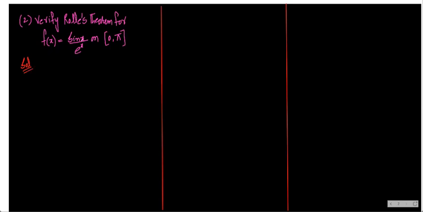Now here you can see sin x is a trigonometric function and e power x is an exponential function, both are continuous. So for the number one condition, we need not check, I am directly writing: f of x is continuous on the closed interval 0 comma 5.